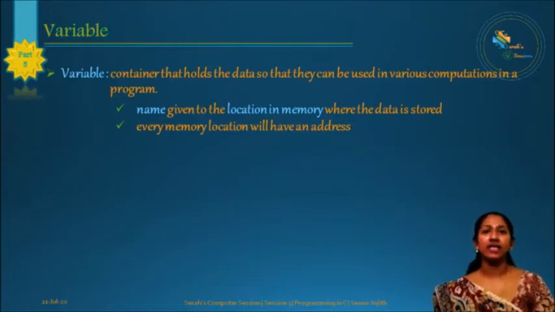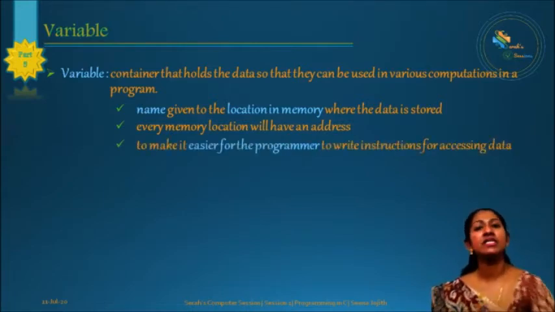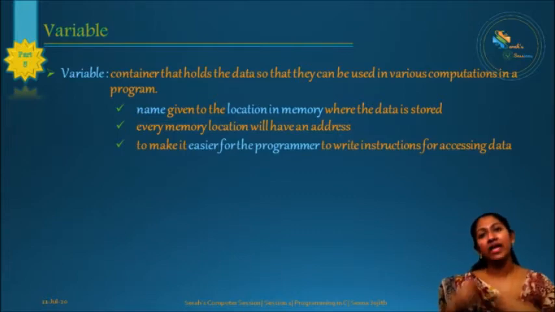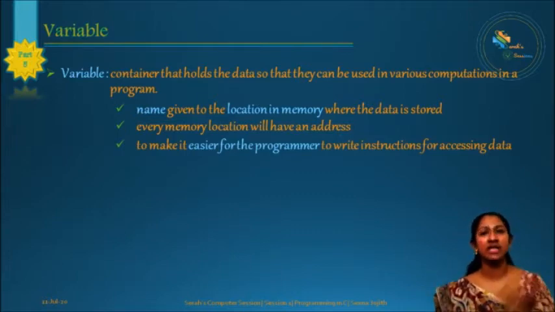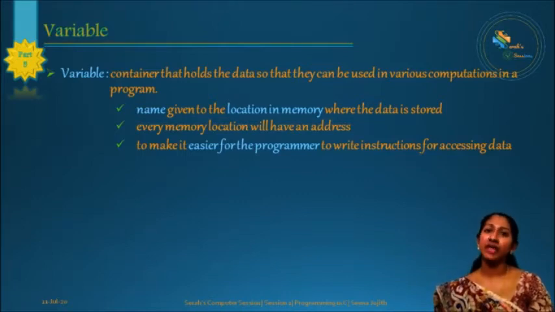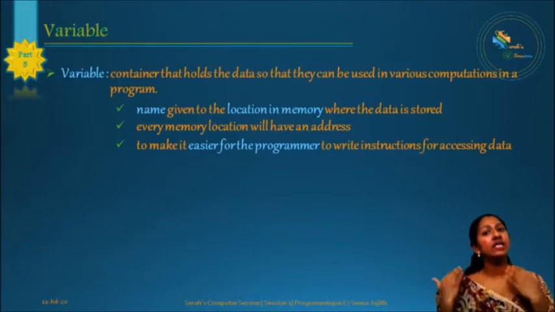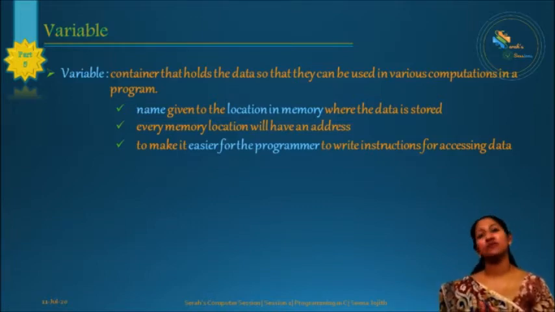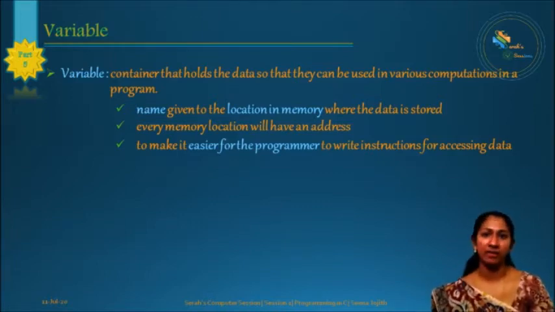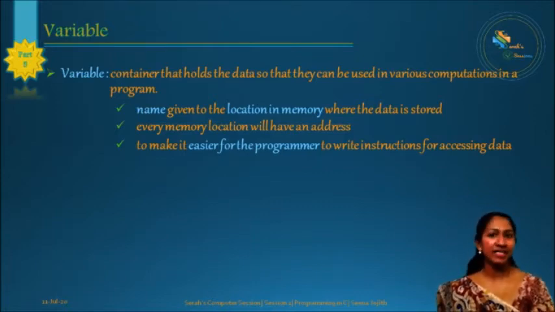So similarly, for us programmers, it is really difficult to remember the addresses where all this data is getting stored. So instead of remembering the addresses, it's easy to remember the variable names. That is why the whole concept of variable has been introduced in programming. It's a name given to the location in memory where the data is stored.